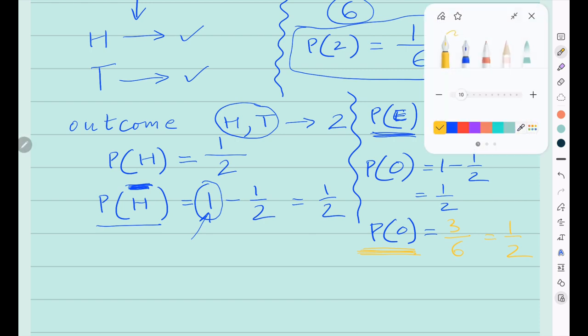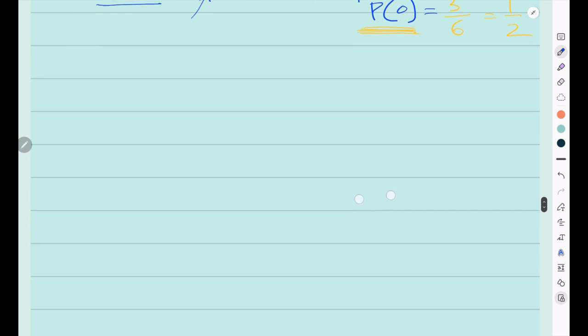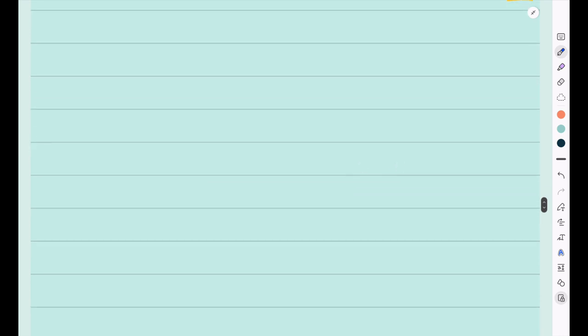This probability is a very, very important thing. It is a part of the whole of statistics. You might have heard the name of the branch of mathematics called statistics. The whole of statistics is basically based on the concept of probability.